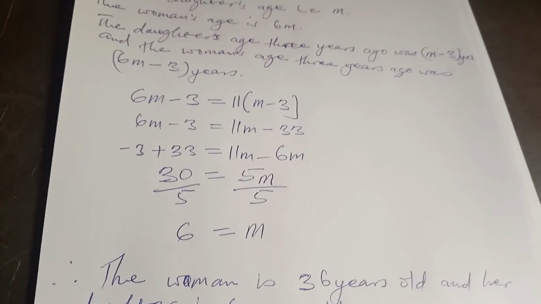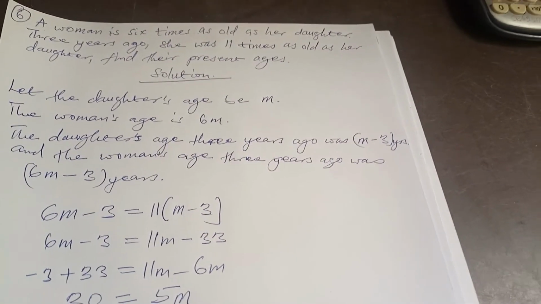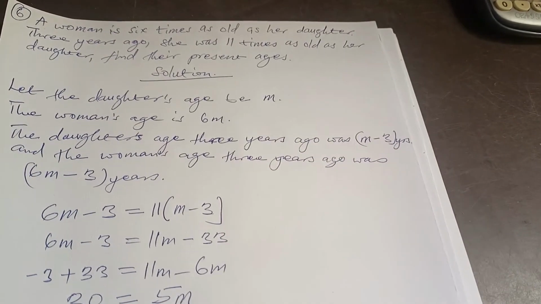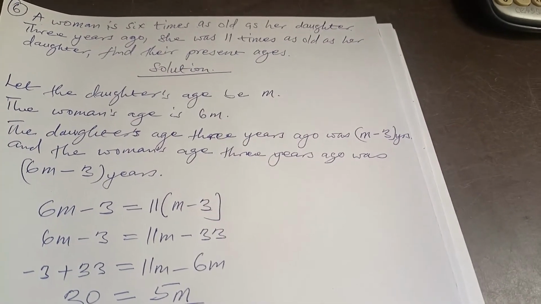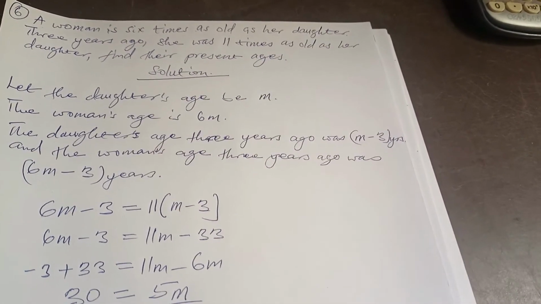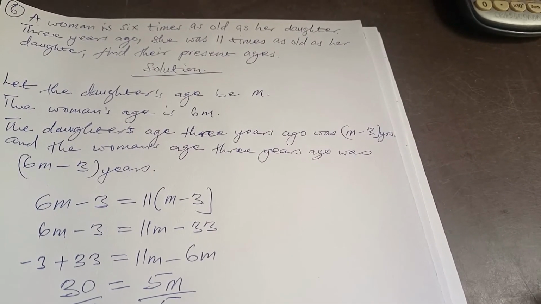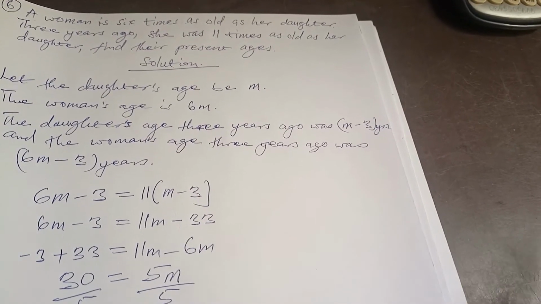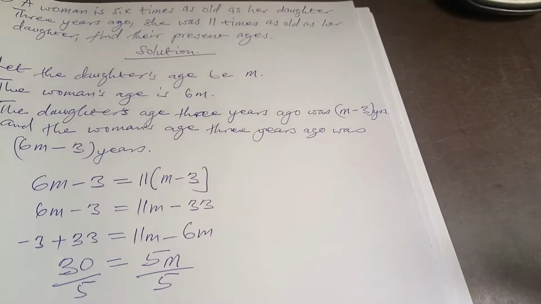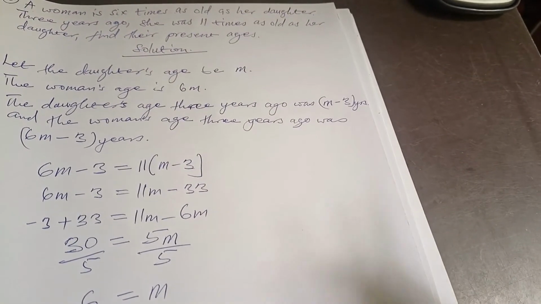But it is always advisable to pick your final answers and fix them back into the sentences to see whether it makes sense. Let's fix it in and see. We already said that the daughter's age is 6 years and the mother's age is 6 times 6, which is 36. So 3 years ago, the daughter was 6 minus 3, that is 3 years old. Let's check whether the woman's age will be 3 times 11, which is 33. Now the woman is 36 minus 3, which also gives us 33, which is 11 times 3 years. That makes our answer correct.